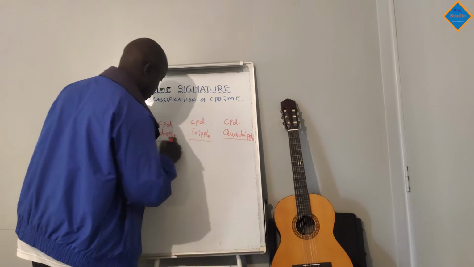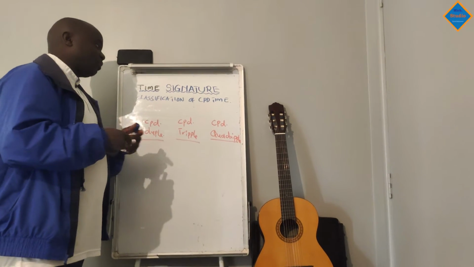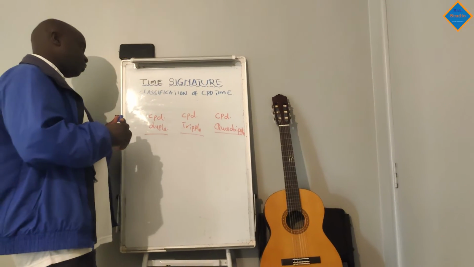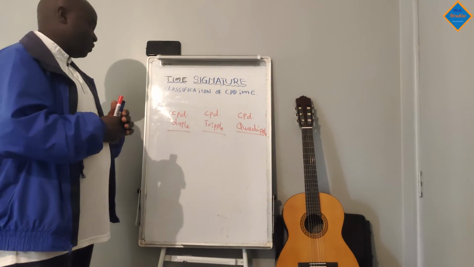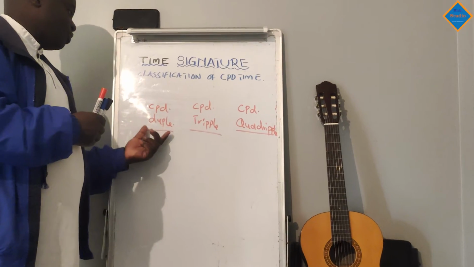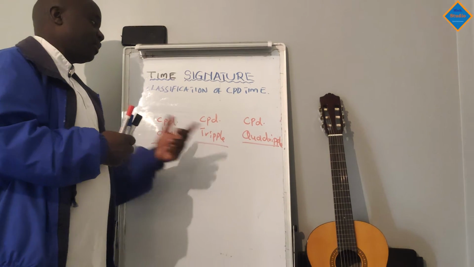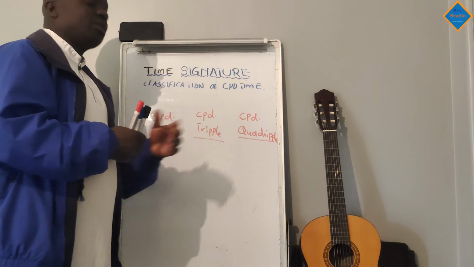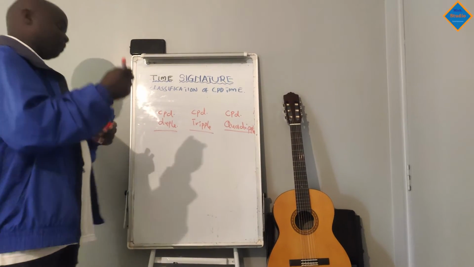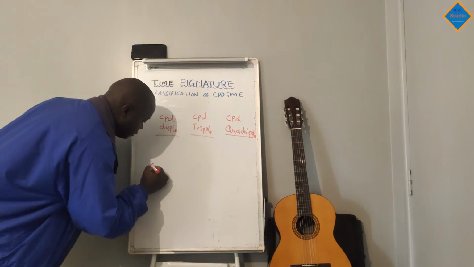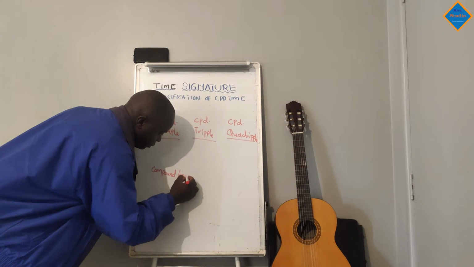Now, when is a time signature in compound considered to be compound duple, compound triple, compound quadruple? Here, you use your mathematical understanding. When there is existence in twos, we say there is duple existence. In the case of threes, we say triple. In the case of fours, we say quadruple. That is the beat, the compound beat.